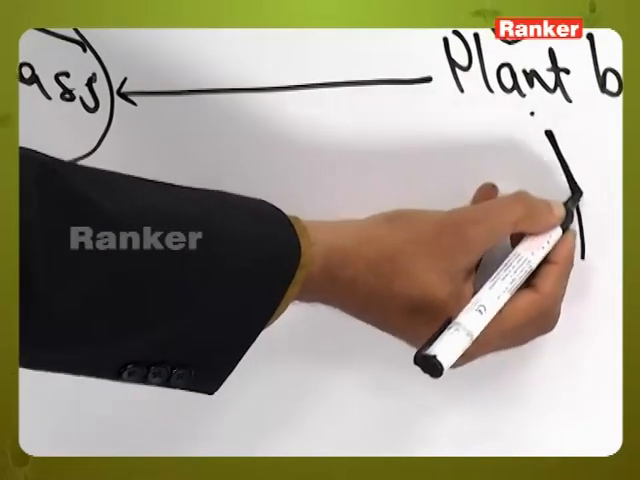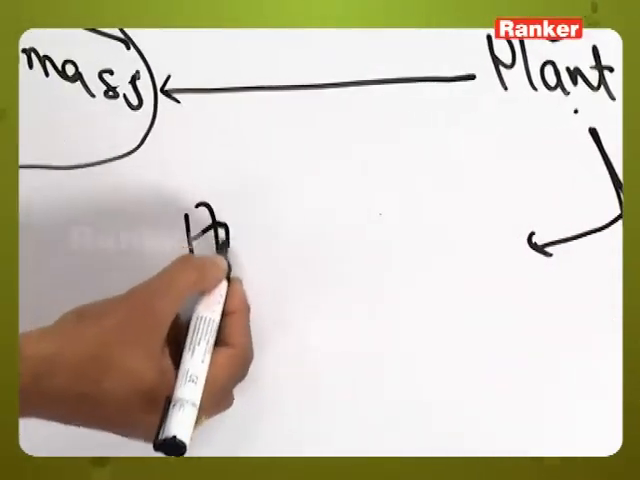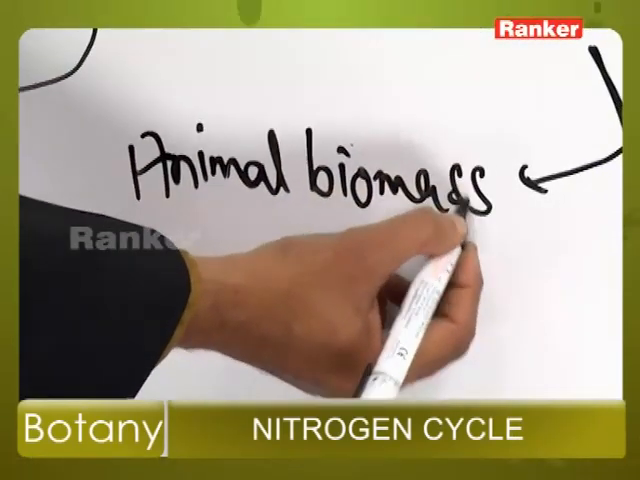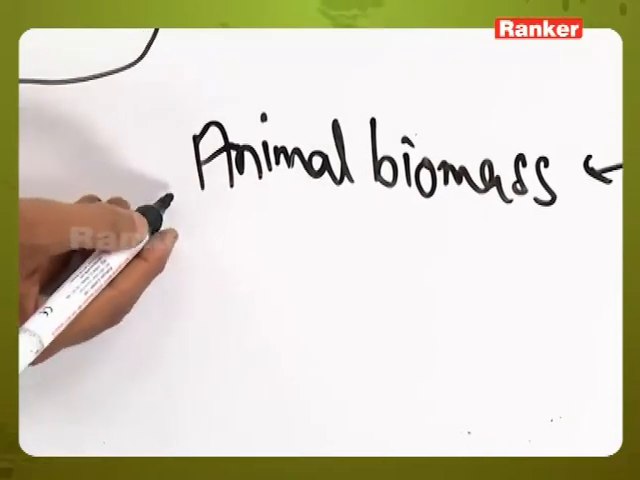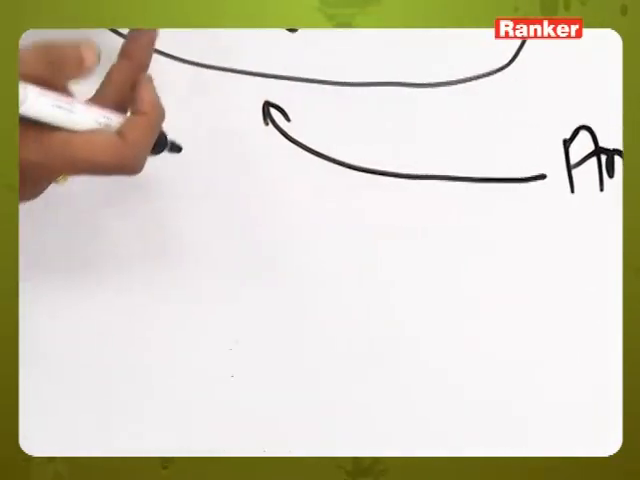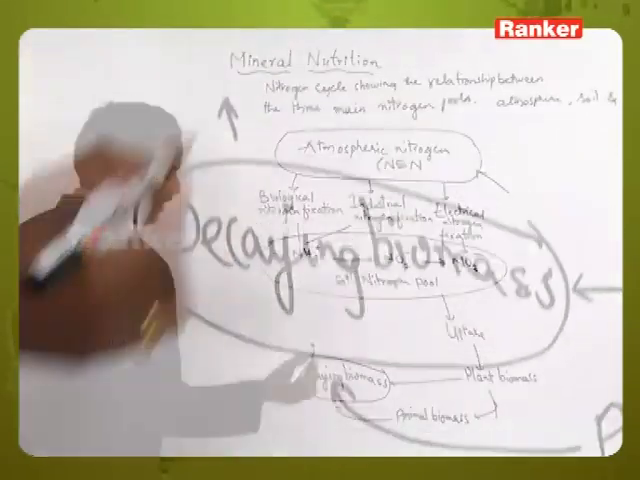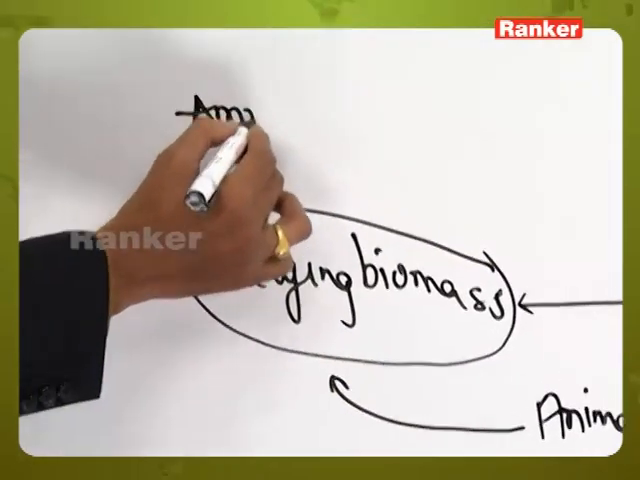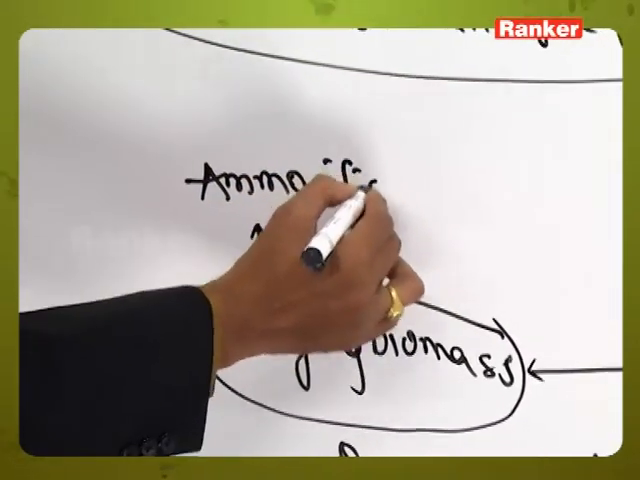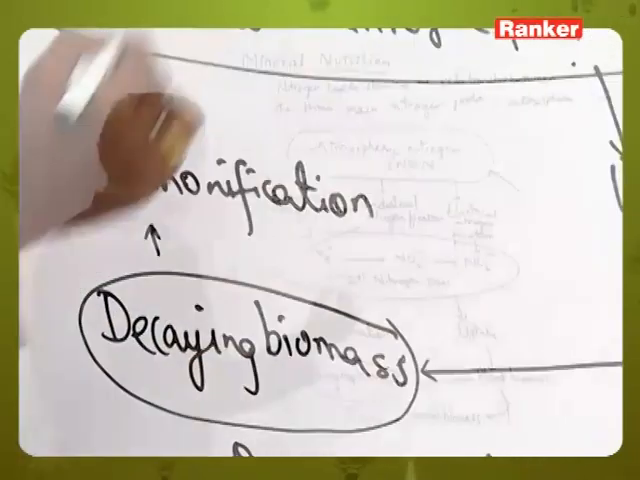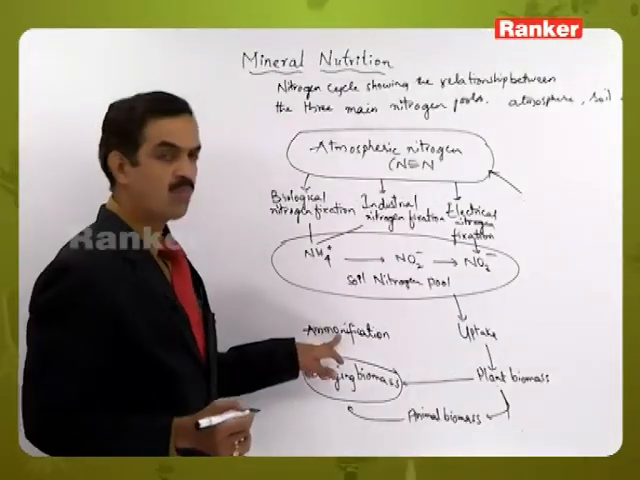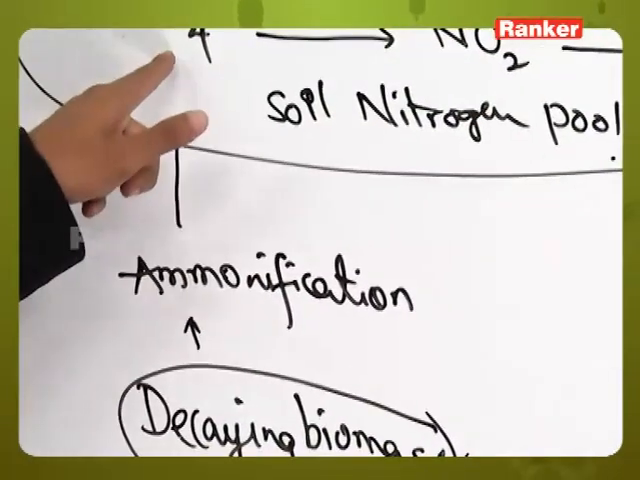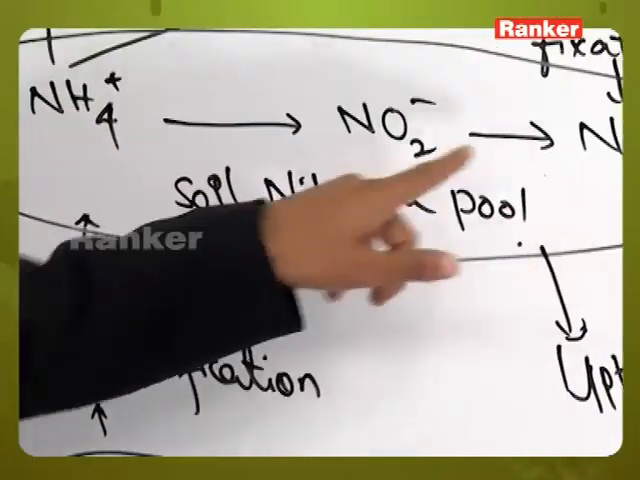Or sometimes the plants are eaten by the animals, so that will enter into the animals, so we call it animal biomass. And after the death of this animal biomass, it will enter into the decaying biomass, where bacillus-like bacteria will be acting on it, in a process called ammonification, where the organic nitrogen will be converted into ammonia. So this will once again convert to nitrite and nitrate.